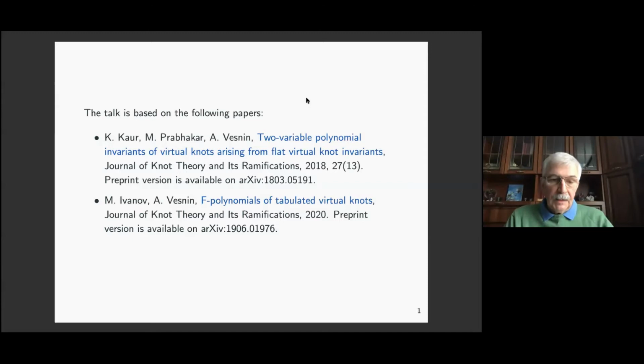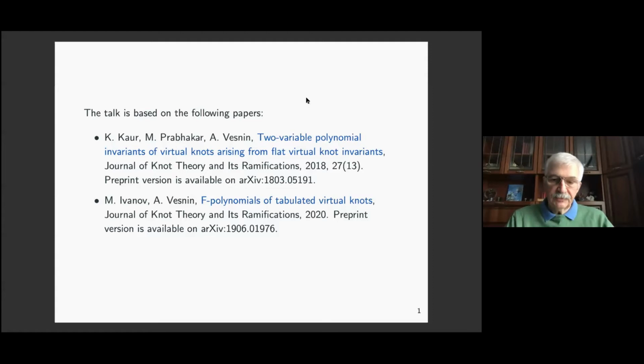The second paper is joint with my student Maxim Ivanov. It is available on the Journal of Knot Theory and Its Ramifications online already. It will be published in the volume this year, and the preprint version is also available on arXiv. So these are the two basic references for today's discussion.